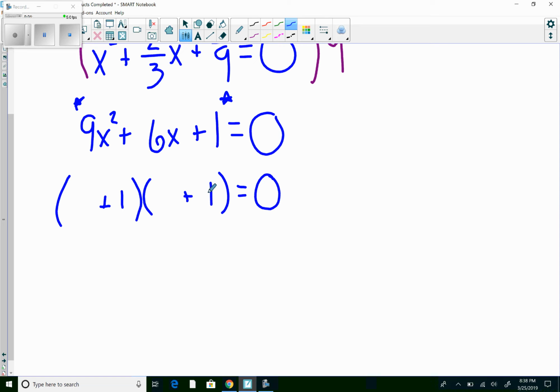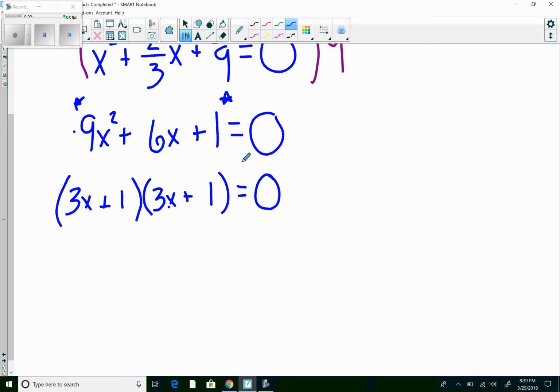So I know I have 1 and 1 back there because the only way I can come up with 1 is 1 and 1. And then I want to figure out, like, how can I get 9? How can I multiply 9 so that it'll give me 6? And for that, I just have to realize that that's just going to be 3x and 3x.